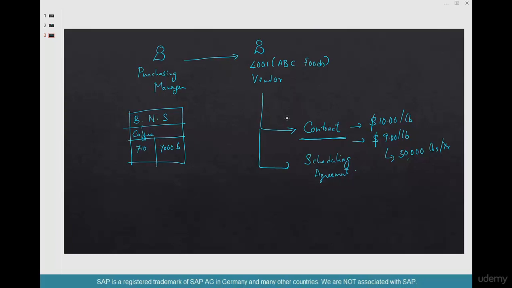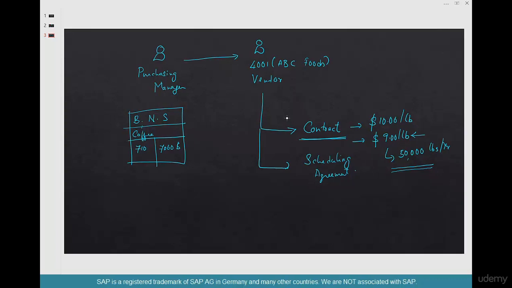This is typically a win-win for both. The vendor gets a consistent high volume, and I'm not going to go to 4002, which is XYZ Foods, because I committed to 50,000 pounds per year of purchases from this vendor. This vendor, ABC Foods, can agree to lower the price by $1 per pound, and still he would make margins.